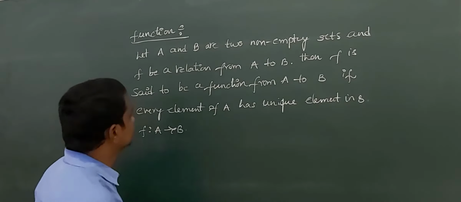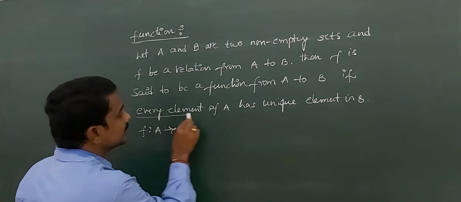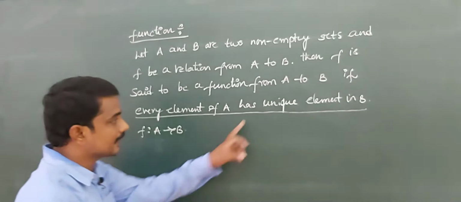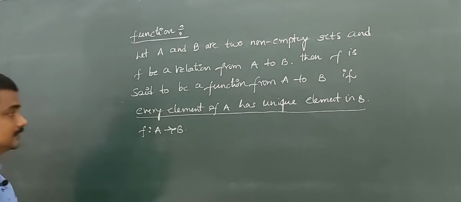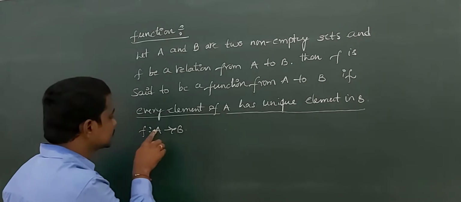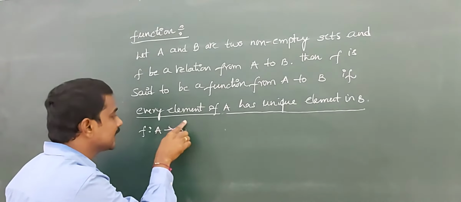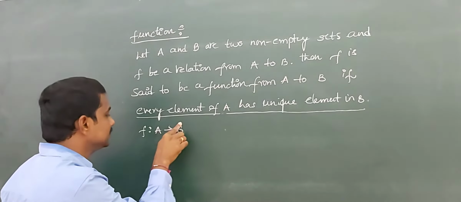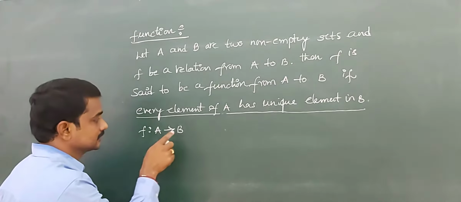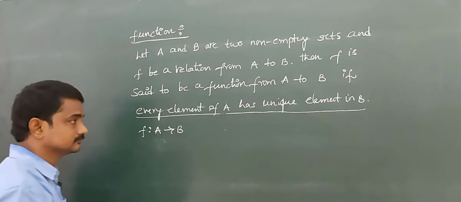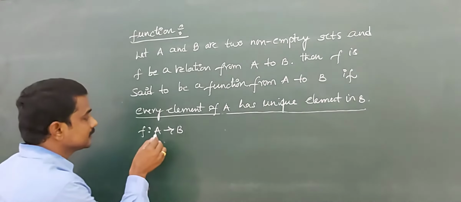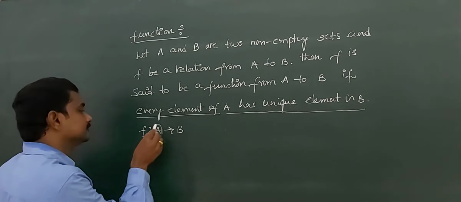By the definition of function, every element of A has a unique element in B, which means no element of A associates with more than one element in B. That means no element of A associates with more than one element of B, and every element of B may have more than one pre-image in A.